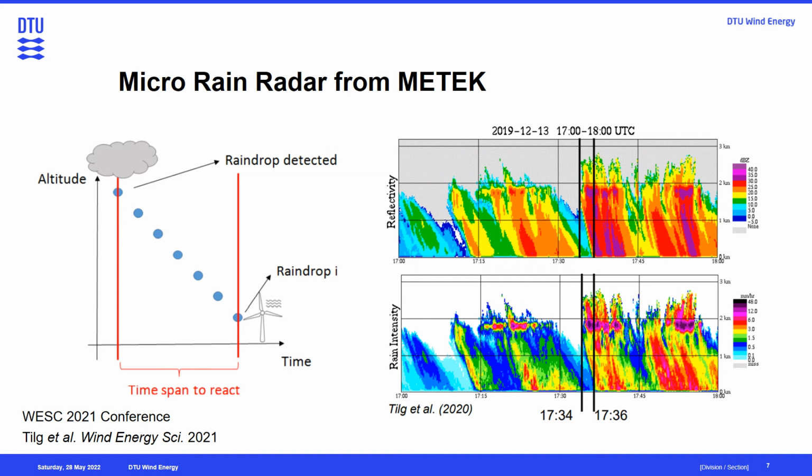In this example, I'm showing microrain radar data. To the left-hand side, you see a drop falling from the cloud and later hitting the turbine. To the right-hand side, we see the reflectivity observed from the microrain radar and the rain intensity. And we have about a couple of minutes from when we observe the rain until we can control the turbine, so that's a sufficient time.